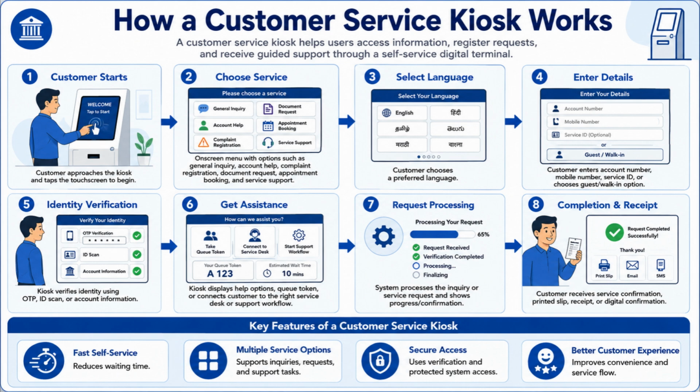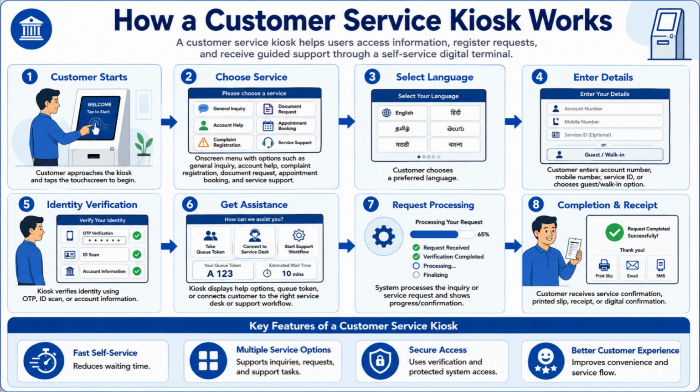Once the details are entered, the kiosk may verify the customer's identity. This can be done using OTP verification, ID scan, or account information. As a result, the system makes sure the request is secure and linked to the correct customer. After identity verification, the kiosk provides assistance options. It may generate a queue token, connect the customer to the correct service desk, or start a support workflow directly through the system. This helps guide the customer toward the right solution without confusion.